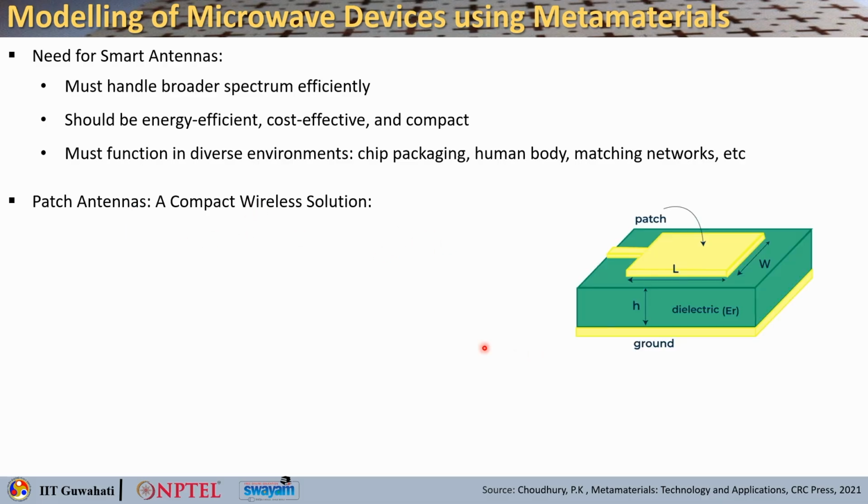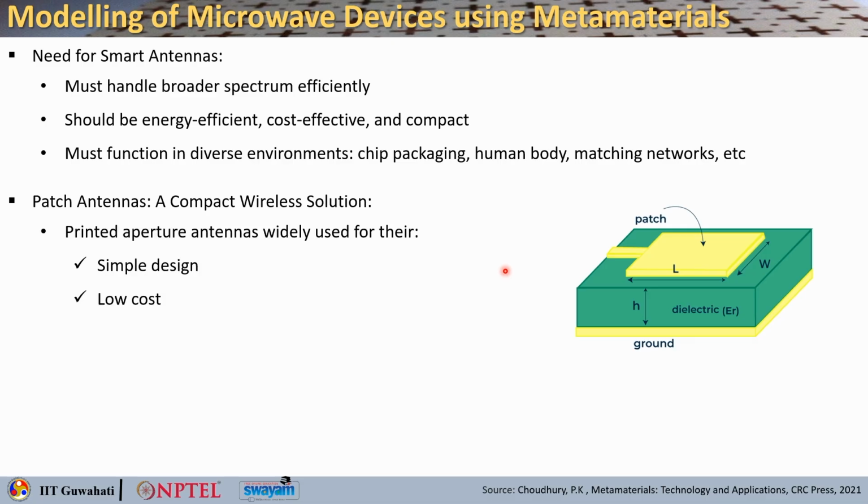A patch antenna, which is also known as a microstrip antenna, is a type of antenna with low profile and is often printed directly onto a circuit board. It basically contains a metallic patch, as you can see here, typically rectangular or circular in shape. It is mounted on a ground plane with a dielectric substrate in between, right.